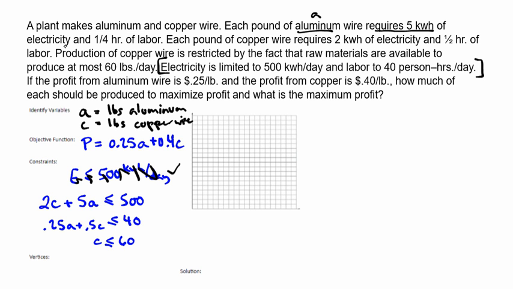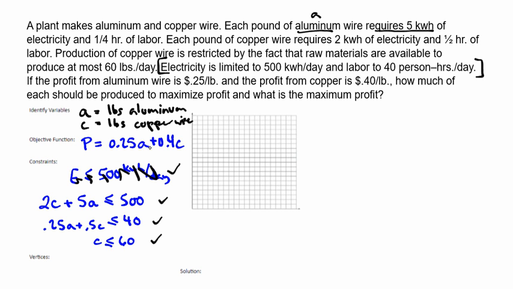They also give us this. Copper wire is restricted in that you can only produce 60 pounds per day. So copper has to be less than or equal to 60. And the last one has to do with the labor, 40 person hours per day. It says that it takes 1/4 of an hour of labor for aluminum. So I did 0.25 times aluminum plus 0.5 times copper has to be less than or equal to 40 hours per day. So these are our 3 constraints.